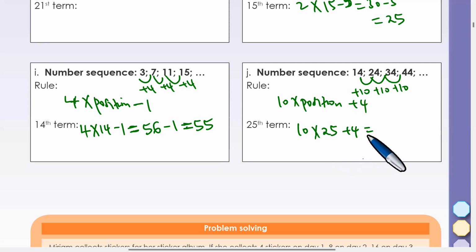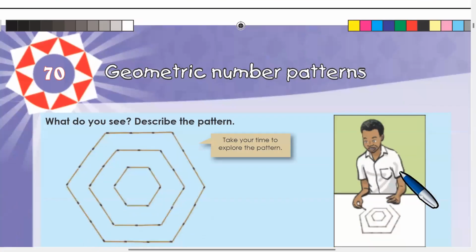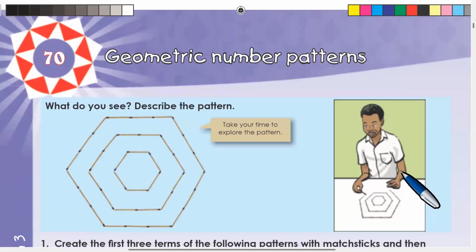So is it 250? 250. That's what it is. 10 times 25 is 250, plus 4. What is 250 plus 4? 254.